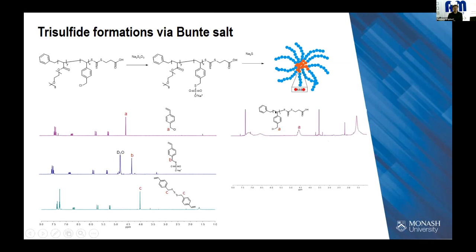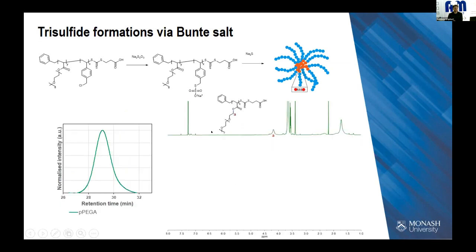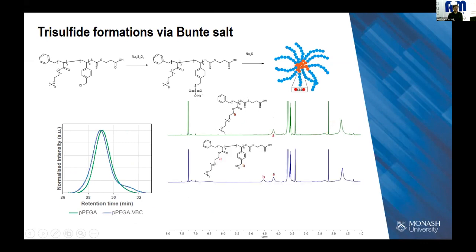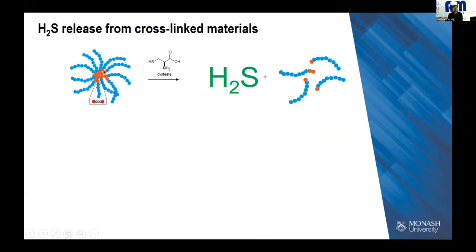We can show this also on a homopolymer of vinyl benzyl chloride. See good reaction with sodium thiosulfate to form the Bunte salt. Now if we take this Bunte salt, we'll look onto the model system, which is here. So this is the PEGA. We extend this with vinyl benzyl chloride and then react again with sodium thiosulfate. So this is our copolymer that we desire, PEGA Bunte salt. We take a sample of this and react it with sodium sulfide, and we have a cross-linked material, trisulfide cross-linked material.